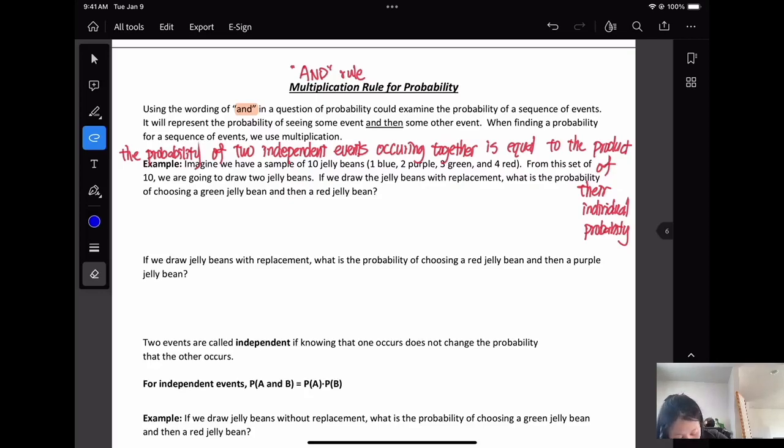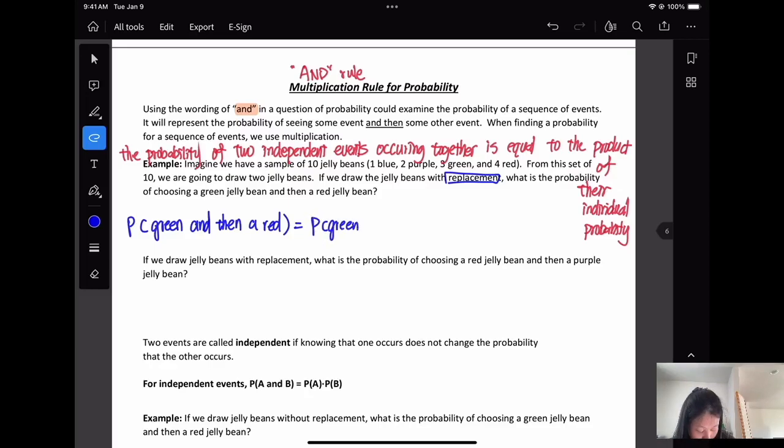So the probability of drawing a green bean and then a red jelly bean with replacement, that is very important. That means the total amount of jelly beans remains the same. It's going to equal the probability of drawing a green bean times the probability of drawing a red bean. Because the "and" rule says that this is equal to the product of the individual probabilities.